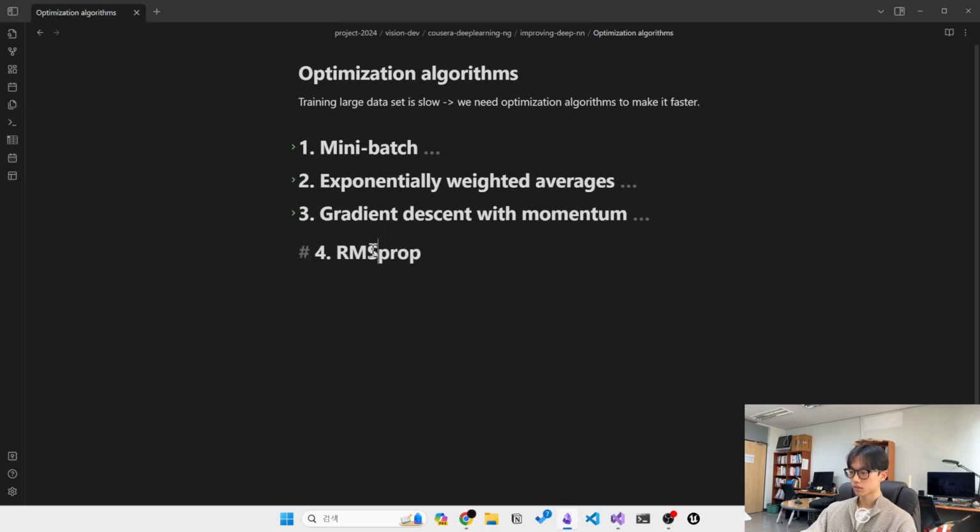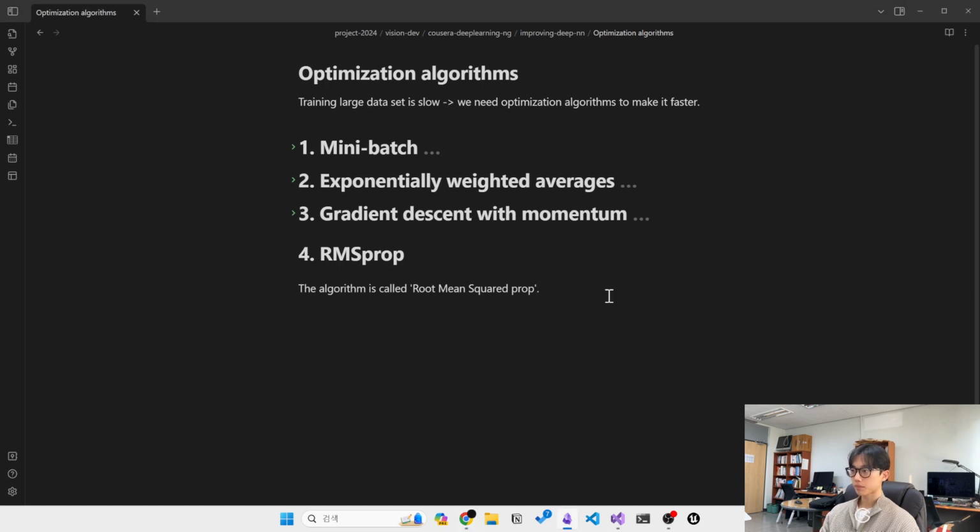You've seen how using momentum can speed up gradient descent. There's another algorithm called RMSprop, which stands for root mean square prop, that can also speed up gradient descent. Let's see how it works.